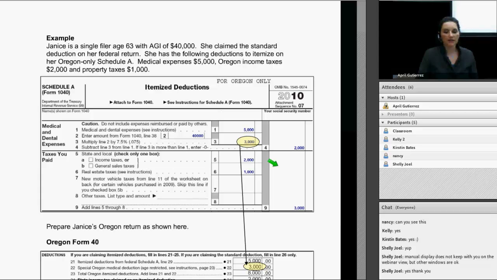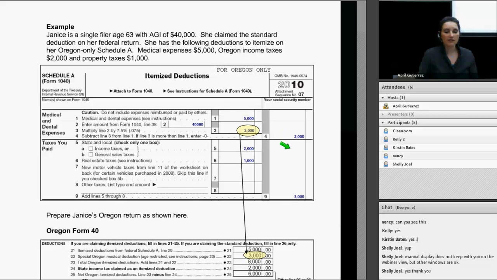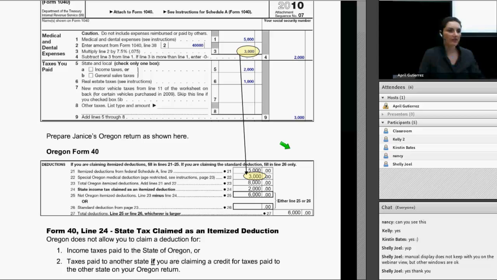And the Oregon itemized deductions actually are whatever amount you compute on Schedule A. And in this case, I've only given entries on the first two lines for this particular Schedule A, line 4 and line 9. There are no other deductions to fill out on the Schedule A. And those two lines total $5,000. So that $5,000 carries to line 21.